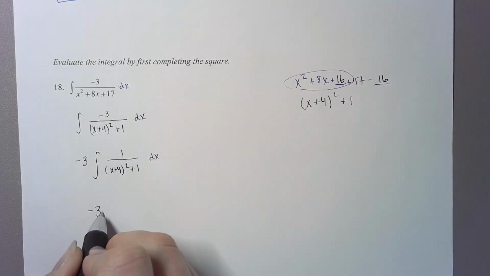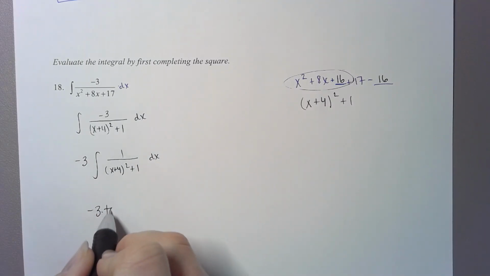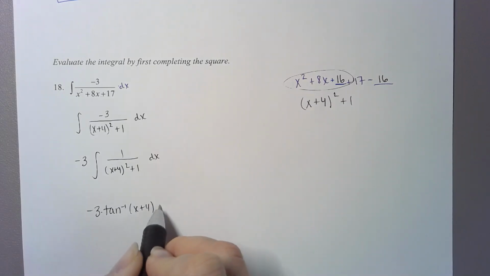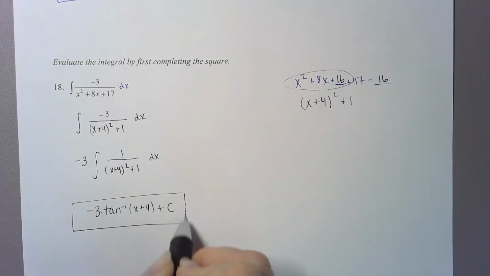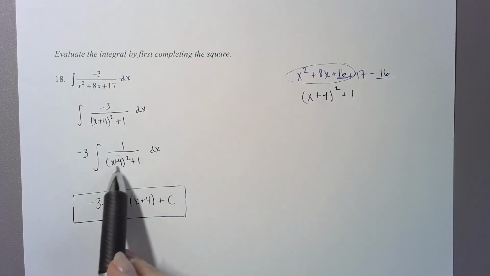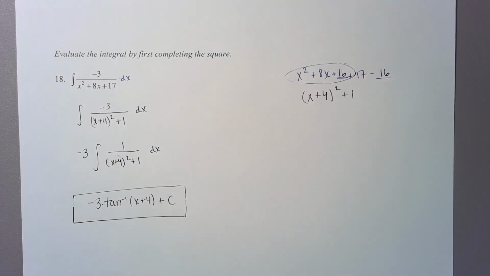So the negative 3 stays there, and the antiderivative is the inverse tangent of x plus 4 plus c. Technically, if we're reversing the chain rule, we divide by 1, right? The derivative of the inside is 1, but we don't have to worry about it.